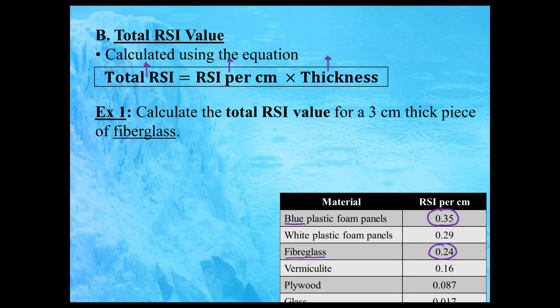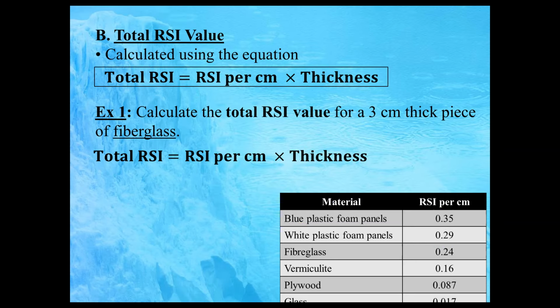So example 1, I want to calculate the total RSI value for a 3 centimeter thick piece of fiberglass. And again, we're going to show work for this using our 3-step procedure, which is step 1, write the equation. Step 2, do the substitution of numerical values with units. And step 3, get the answer. Okay, so step 1 is let's write that equation down. So my total RSI value is equal to the RSI per centimeter multiplied by the material thickness.